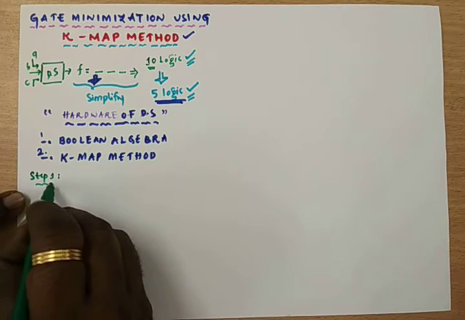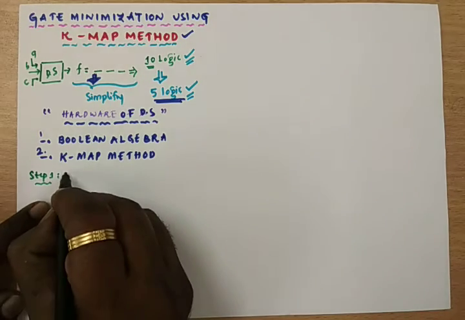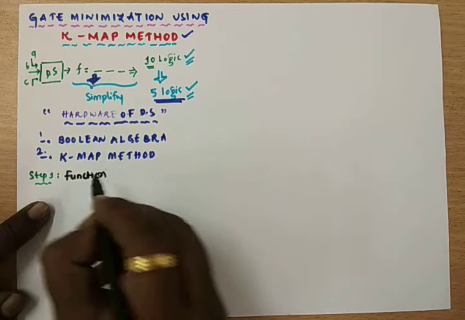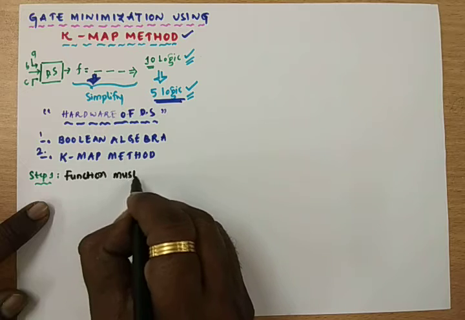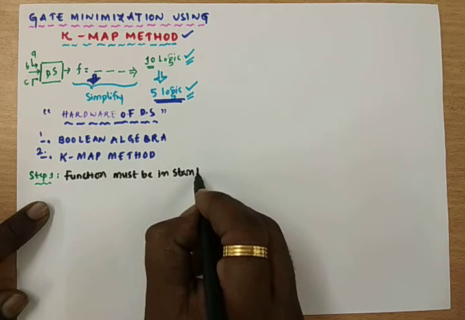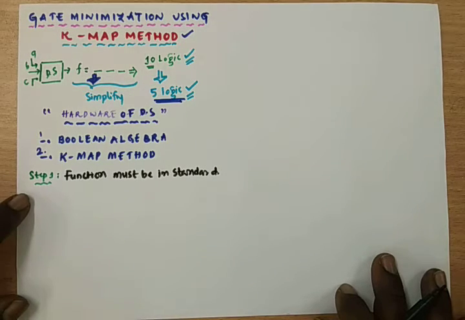In step 1, we should see that whatever the Boolean function is, it must be in a standard form. Boolean function must be in standard form. What is the standard form? We studied it in the last class. There are two forms of Boolean functions: one is sum of product, another one is product of sum.